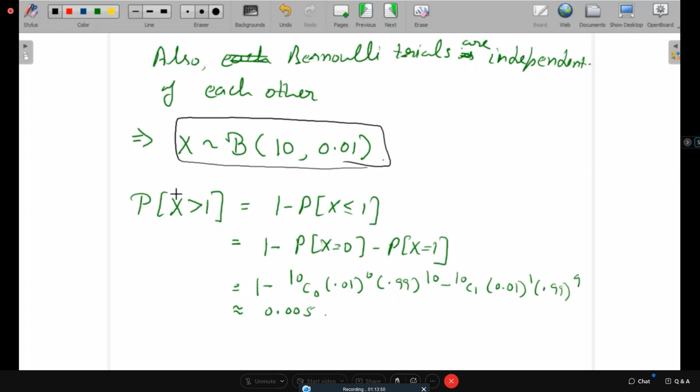defective. So the probability of x greater than 1 is equal to 1 minus the probability of x less than or equal to 1, and it's going to be 1 minus the probability of x equals 0 minus the probability of x equals 1. If you fix all the values, x follows the binomial distribution, and you know the PMF, so it's going to be 0.005. So the package will return with the probability 0.005.